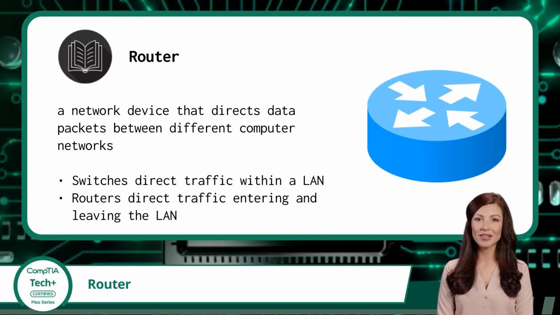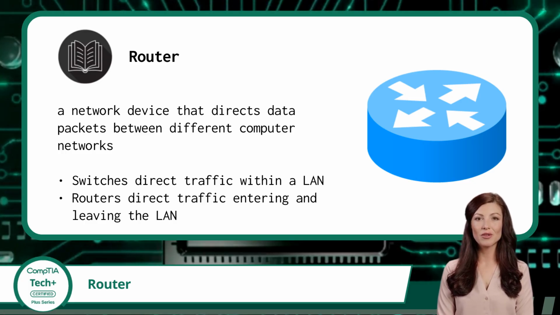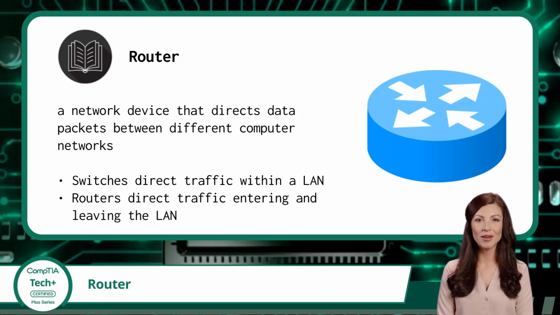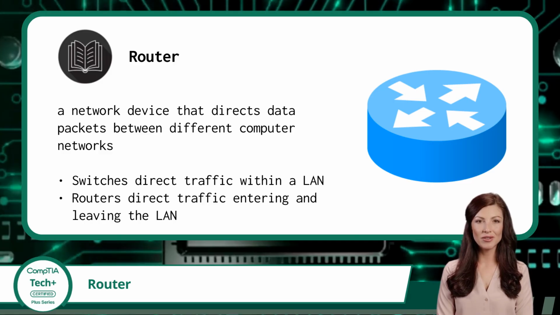A network router is a device that directs data packets between different computer networks. While a switch handles traffic within a single network, routers are responsible for moving data between networks. In most cases, that means controlling what comes into your local area network from the internet and what goes out. It's the router that decides where data should go next, ensuring everything reaches the right destination, even if that destination is halfway across the world.